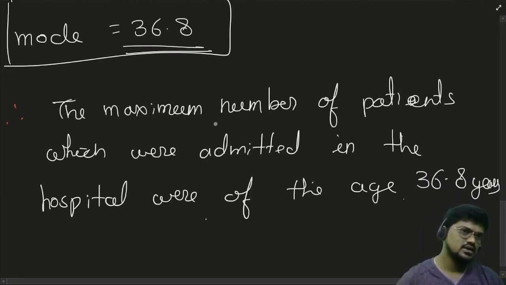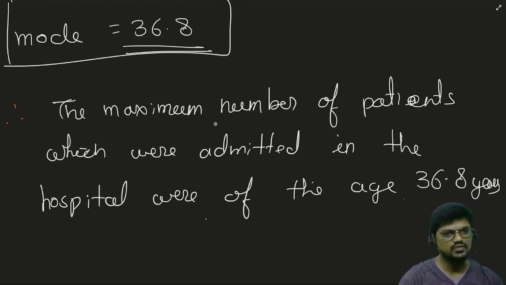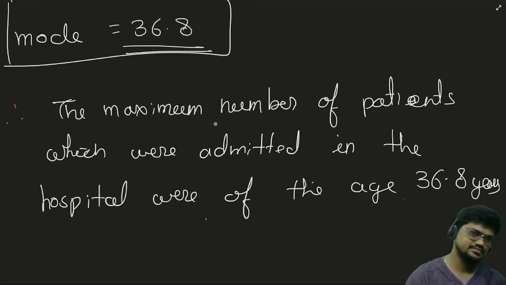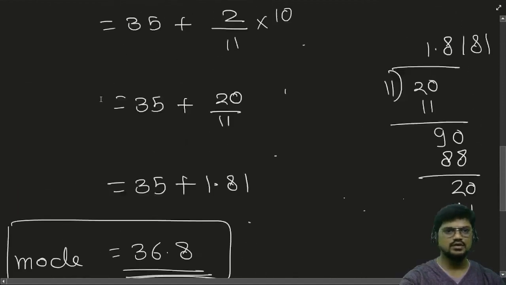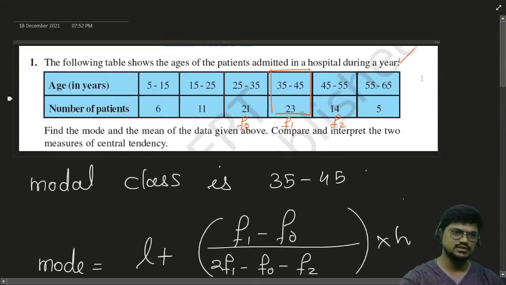And whatever you get as the mean, what you can interpret with that mean is that the average age of a patient who was admitted in the hospital was that many years. The maximum number of patients and the average age both are different. I hope you have understood. That's the average, and the number means the mode. That is the difference between the mode and the mean. Next.